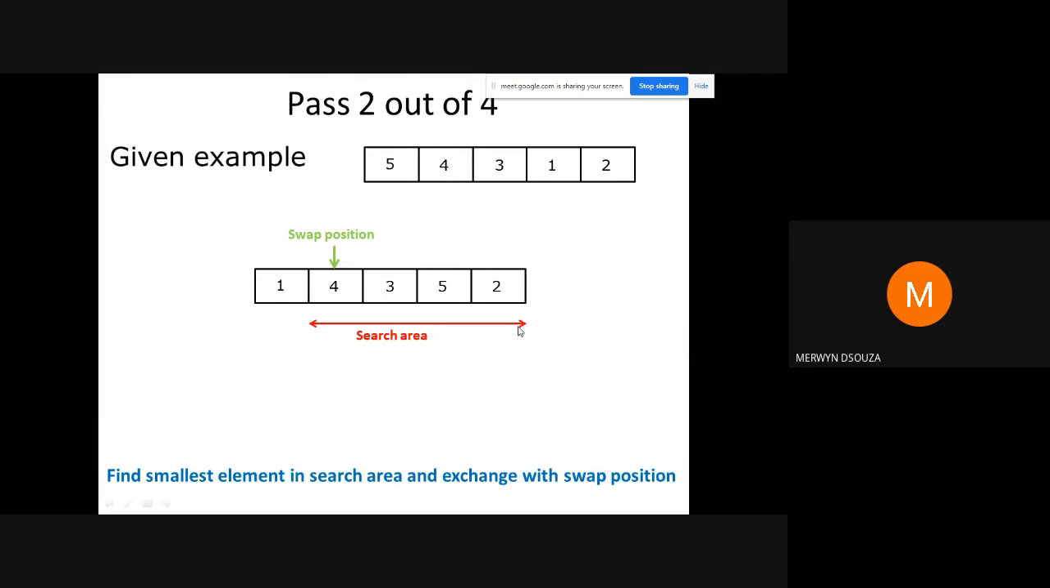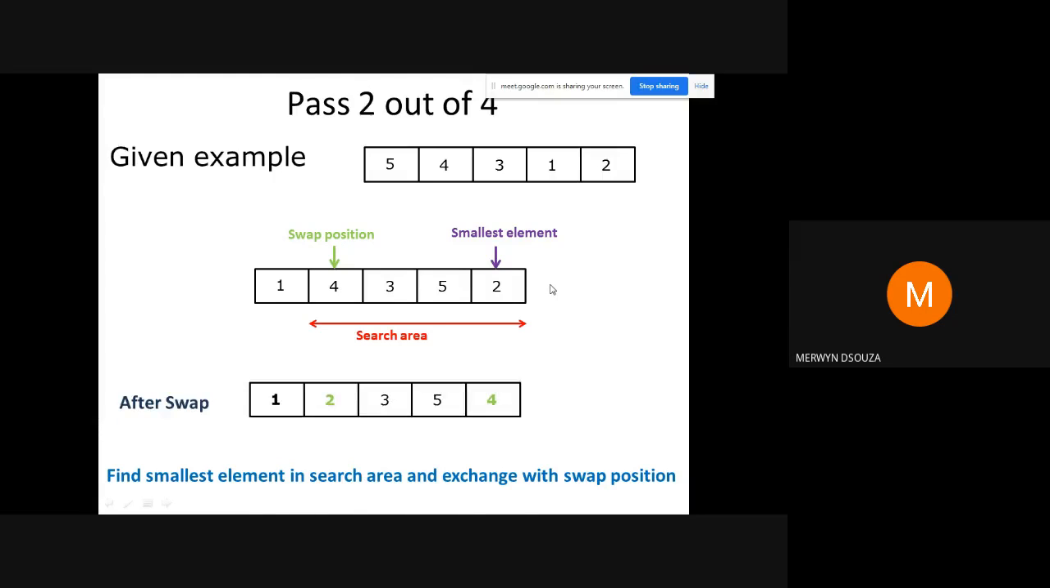In your search area, now look for the smallest element. So in the search area, the smallest element is 2. What are you going to do? Exchange both of these values, 2 with 4. You will get something like this.